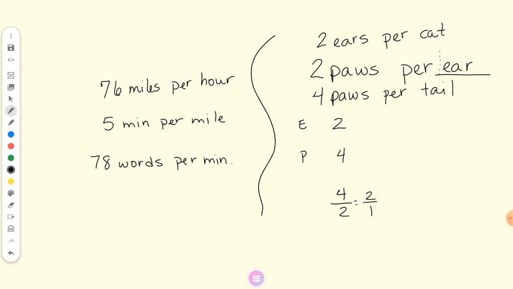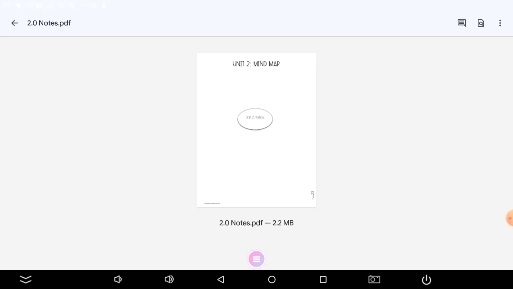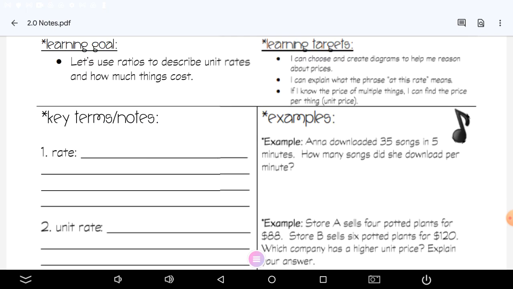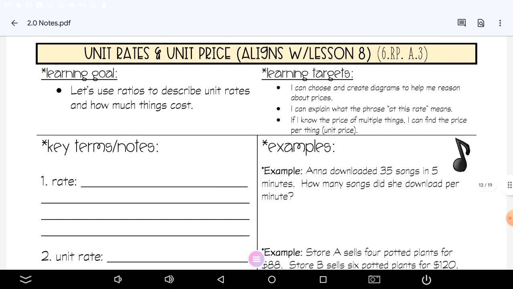Okay, pull out the notes page. We're going to jump right into lesson 8. Lesson 8 is called unit price. It's getting us into unit rates and unit price. So it's the same notes for lessons 8 and 9.